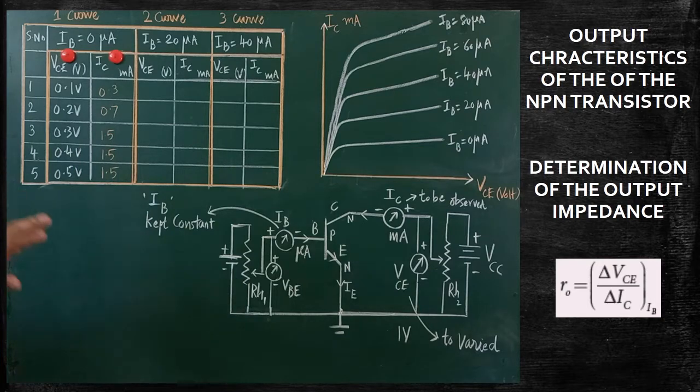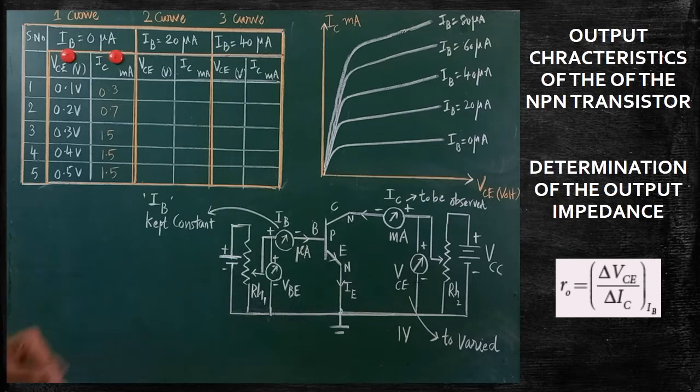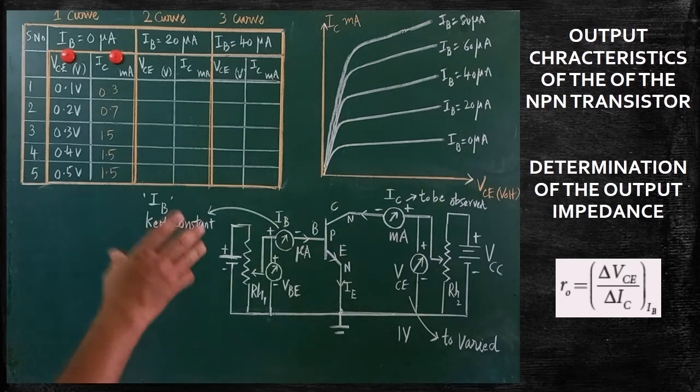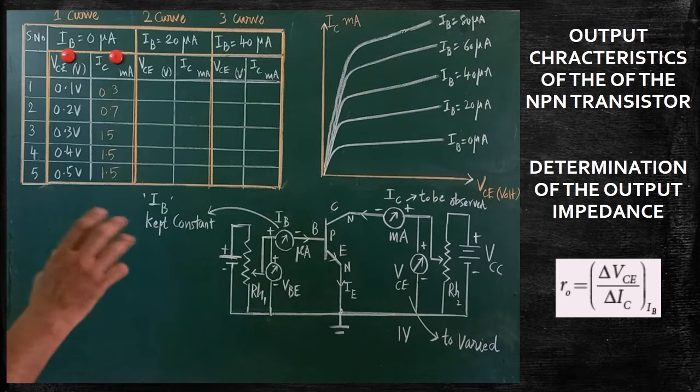Now look at the circuit. Already I have explained the circuit. The same circuit was used to find the input impedance of the transistor and the current gain of the transistor. The same circuit is to be used for finding the output impedance from the output characteristics. Output impedance is one of the important parameters of the transistor.